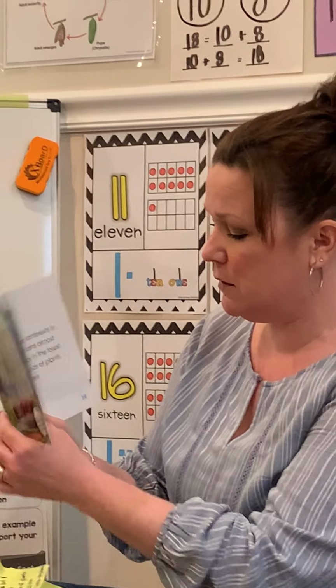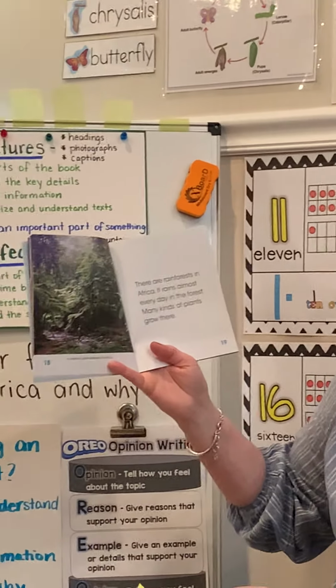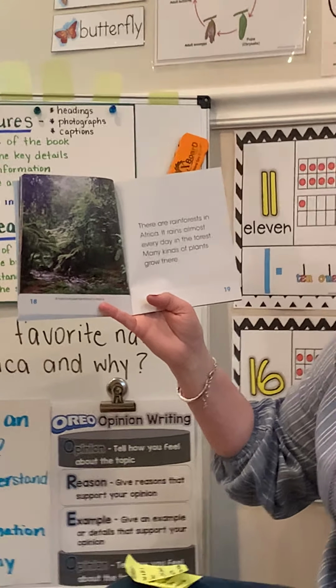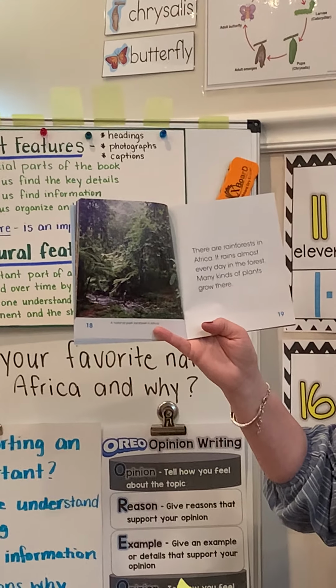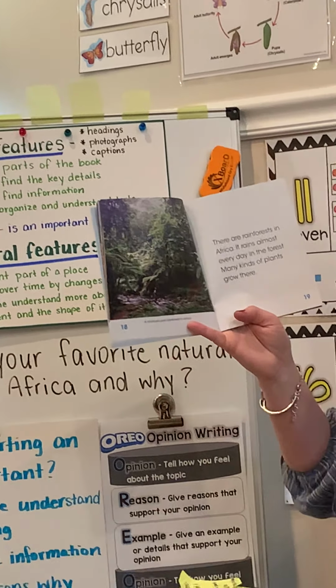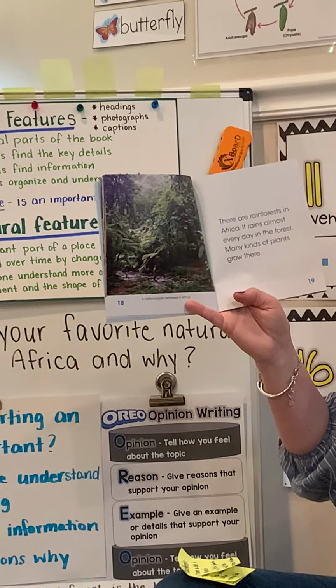On this page, we're going to talk about rainforests. It says there are rainforests in Africa. It rains almost every day in the forest. Many kinds of plants grow there. And here's a national park rainforest in Africa.